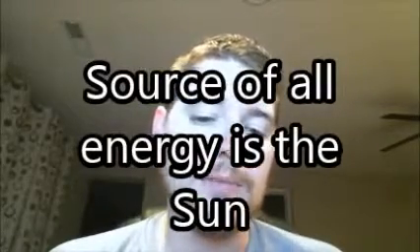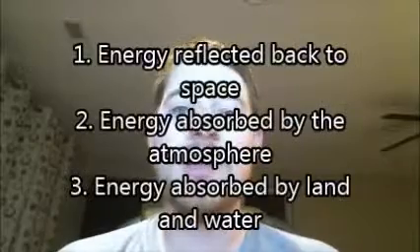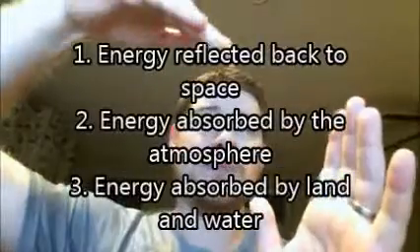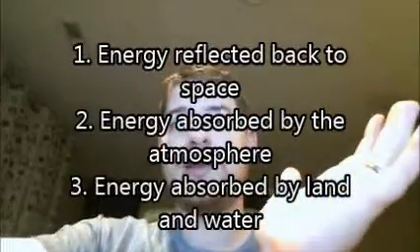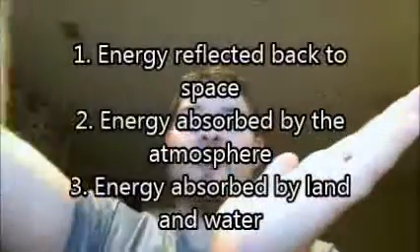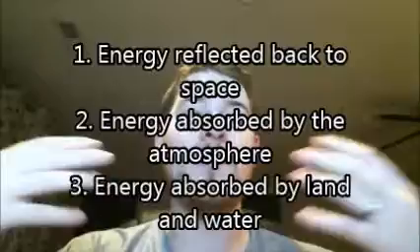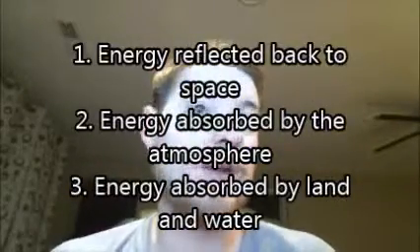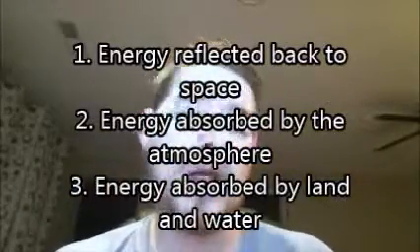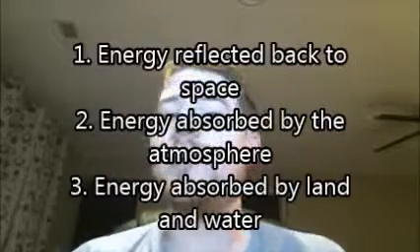And when the sun's energy gets to the earth, 3 things happen. Some of the energy comes in to earth and it gets reflected back into space. So it kind of bounces off. The second thing is that some of it, as we've learned, gets absorbed by the ozone layer in the atmosphere. The last thing that happens is that whatever energy gets through the atmosphere, it gets absorbed by the land and the water.